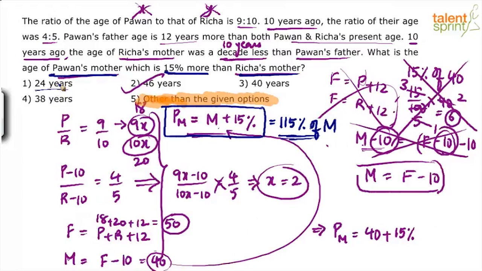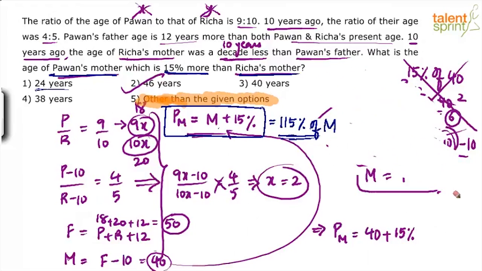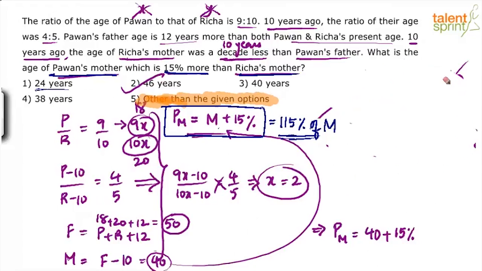See, what I'm trying to tell you is, if you consider option 1 to be correct, what happens? Pawan's mother's age comes out to be 24 years. If Pawan's mother's age is 24 years, so basically you are saying 115% of M is equal to 24. Are you able to follow? Let me just clear this up and show it for the first option. The same thing can be done for the remaining options as well, right? Let me just show it for one of the options, the first option, of course.